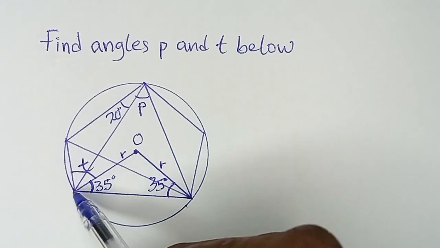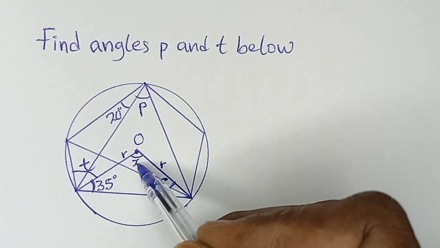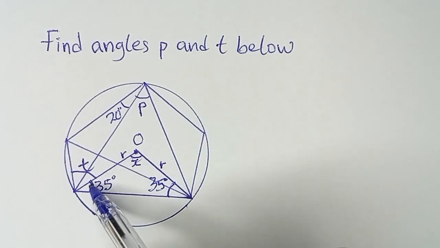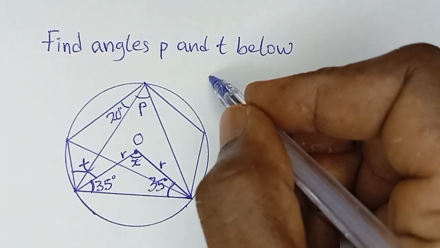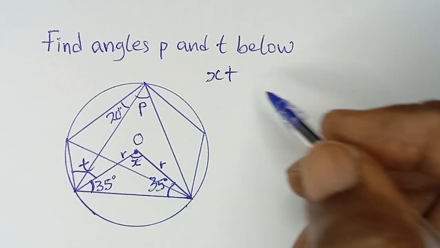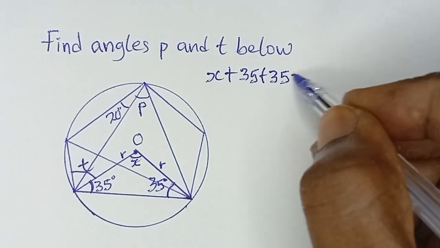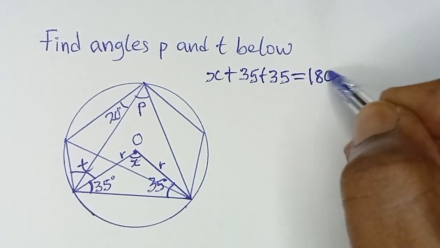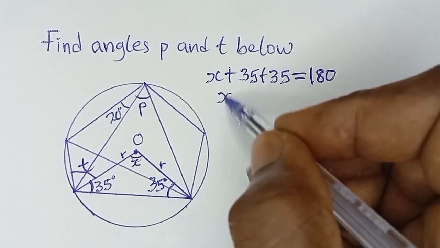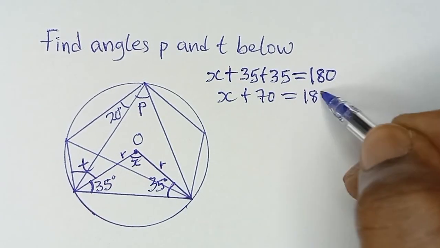Now, with respect to this triangle, let's label this angle as angle X. Using this complete triangle, you agree with me that angle X plus this 35 and this 35 all together give us the sum of angles in a triangle, and that is equal to 180, because the sum of angles in a triangle is 180. So X plus 70, that's 35 plus 35 is 70, is equal to 180.